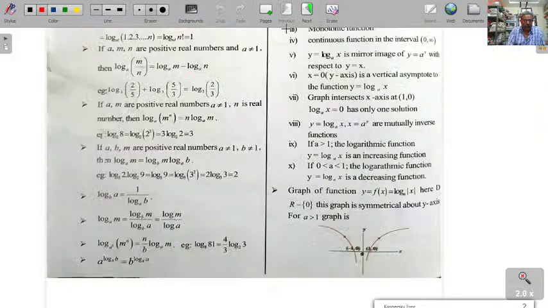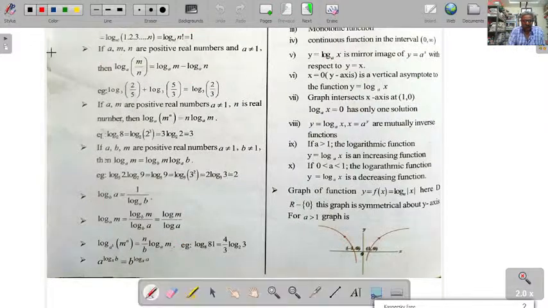Okay, let us move to yet another one. For example, right.